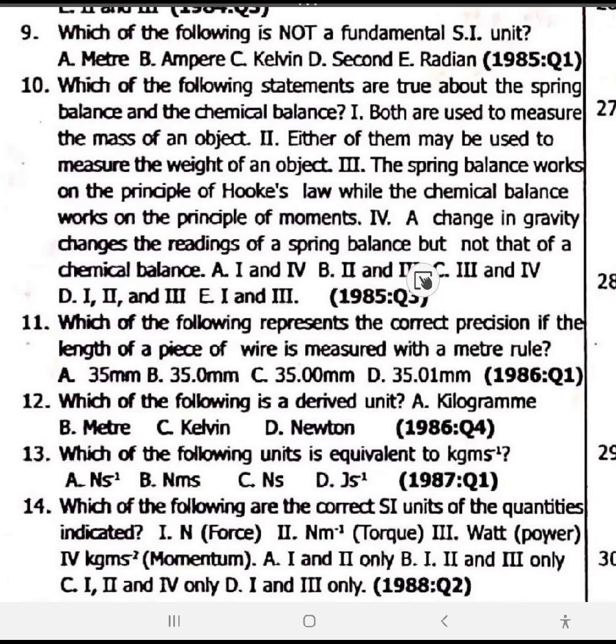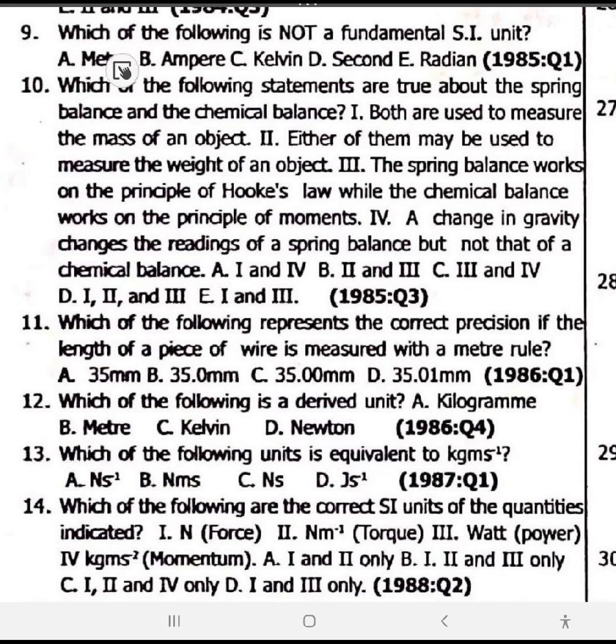Now, number 4. A change in gravity changes the reading of a spring balance, definitely, but not that of a beam balance. So you need to pick now. Not option A, not option C. The spring balance works on the principle of Hooke's law, while chemical balance works on the principle of moment.